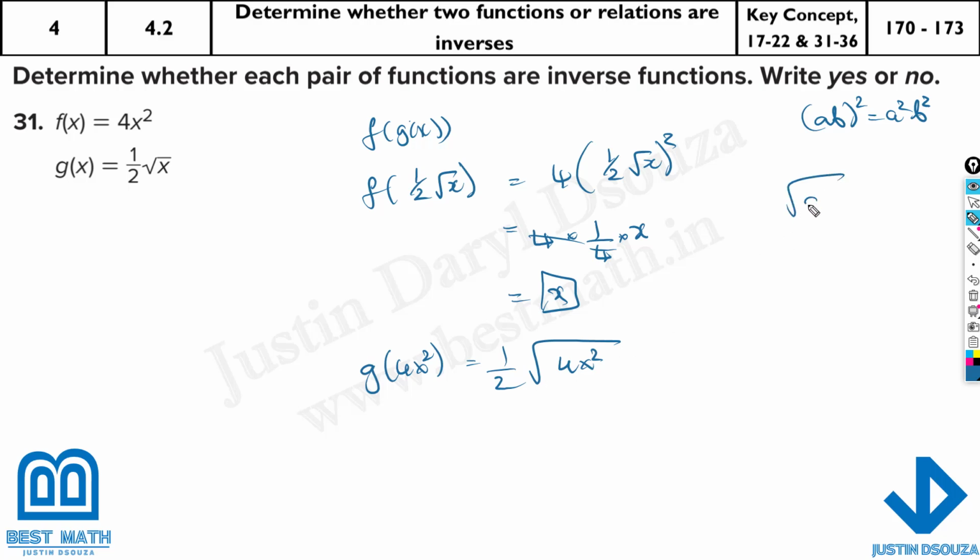Now what about square root ab? That is square root a multiplied by square root b. This is square root b. So here it's going to be half times square root 4 is 2 times square root x squared will be x itself. And so yes, it is x. Therefore yes, they are inverse.